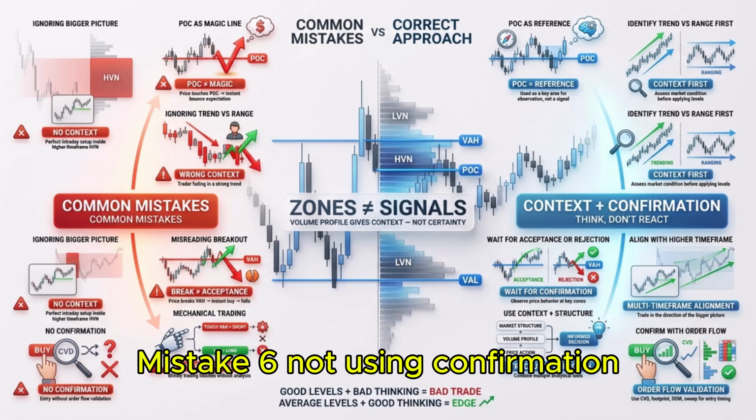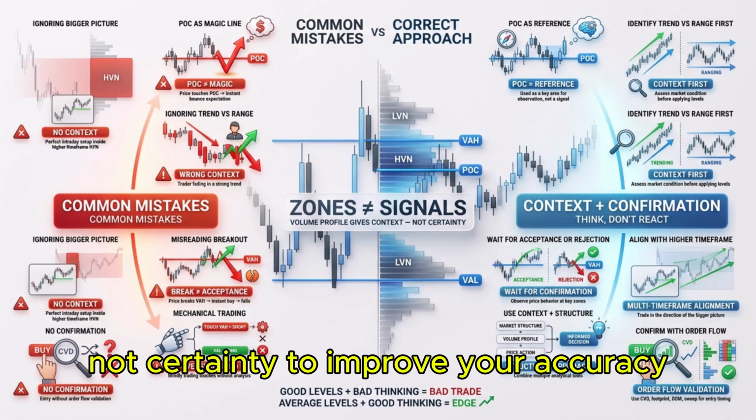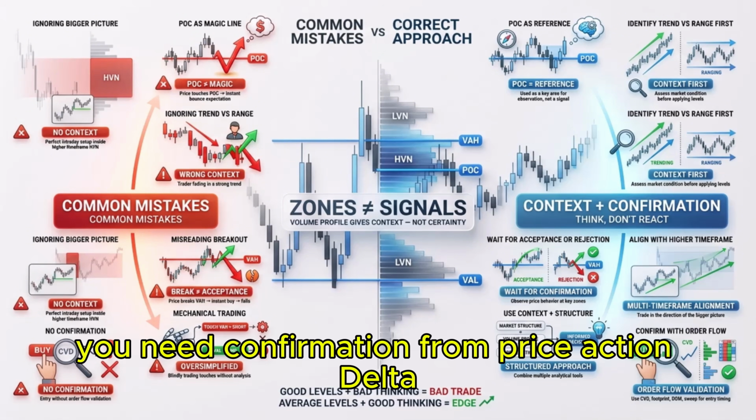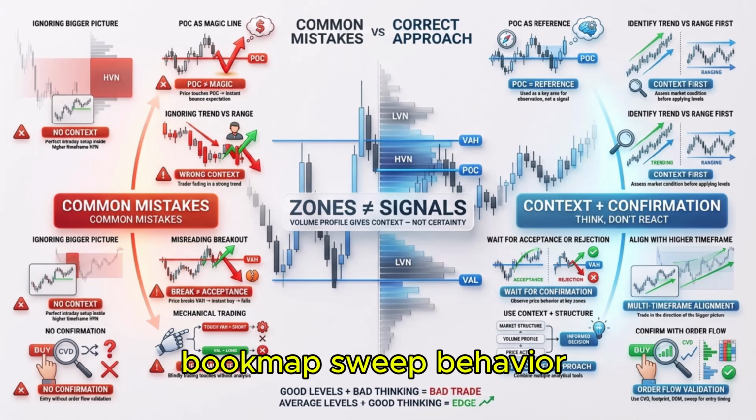Mistake 6. Not using confirmation. Volume profile gives you zones, not certainty. To improve your accuracy, you need confirmation from price action, delta, CVD, footprint, DOM/Bookmap, sweep behavior.